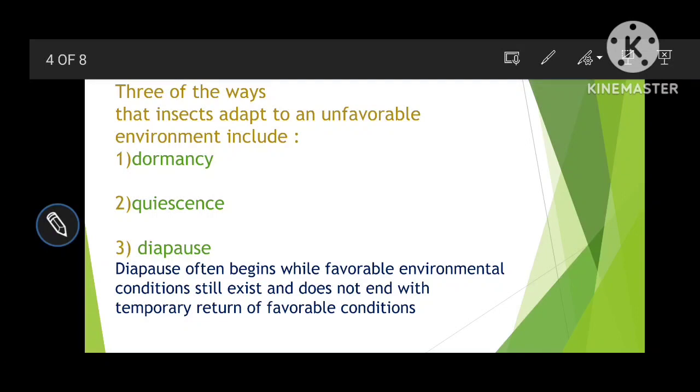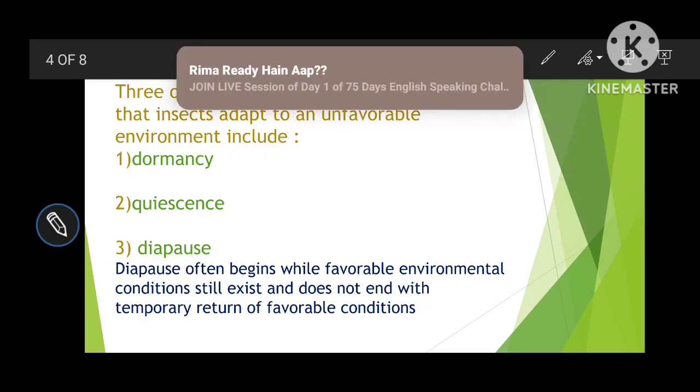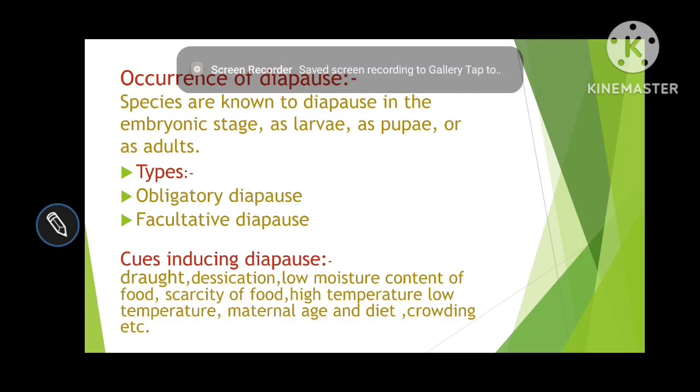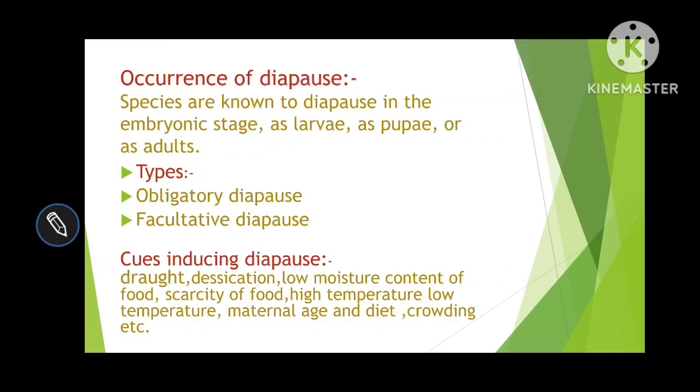Metabolism typically is depressed, so they use less energy and nutrient reserves in the body are conserved. The next point is occurrence of diapause. Species are known to undergo diapause in the embryonic stage, as larvae, pupae, or as adults. Usually, an insect does not undergo diapause in more than one stage, but exceptions always exist.